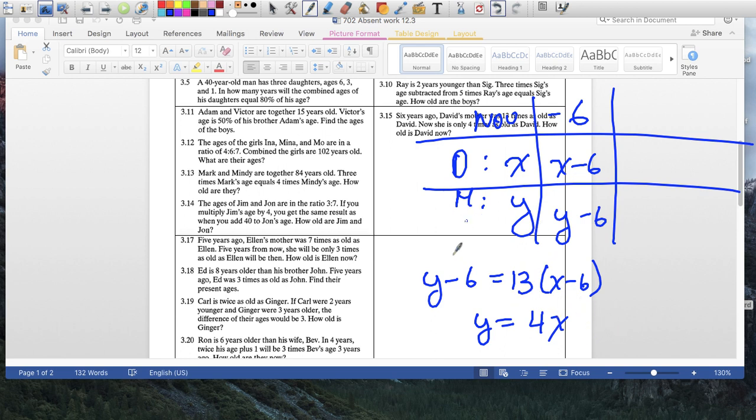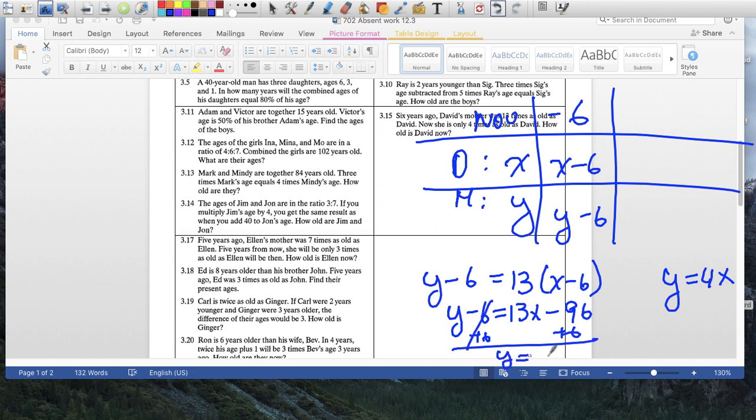So here are my 2 equations. Now she's Y equals 4X, right? Let me simplify this a little bit. Y minus 6 equals 13 times X minus 6, which is 13X minus 78. I'm going to add 6 to both sides, and I'm going to get that Y equals 13X minus 96. And now I have a choice of either substituting Y equals 4X here.